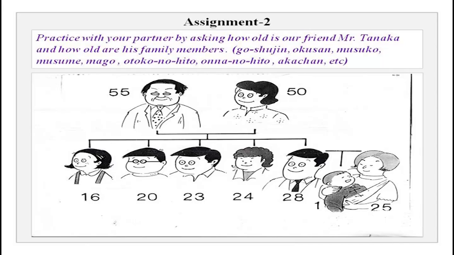Then we have this picture of a family of Tanaka-san and his wife, and you have to tell how old they are, how old his family members are, and also you have to practice this new vocabulary over here. Okusan means wife, musuko means son, musume means daughter, mago means grandchild, otoko no hito, boys again, onna no hito, girls, and akachan is a baby. So, you can practice all these with your partner, remember the vocabulary and have a small conversation or a dialogue.